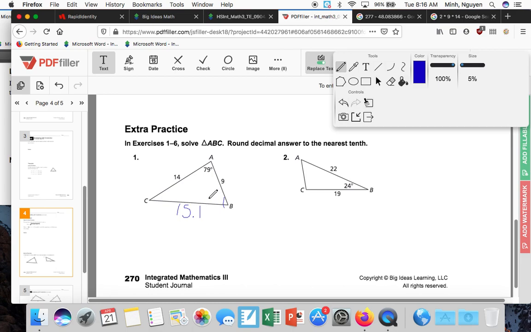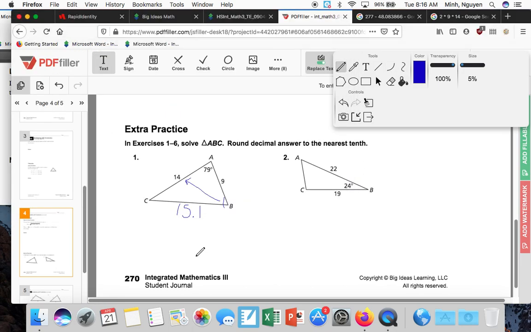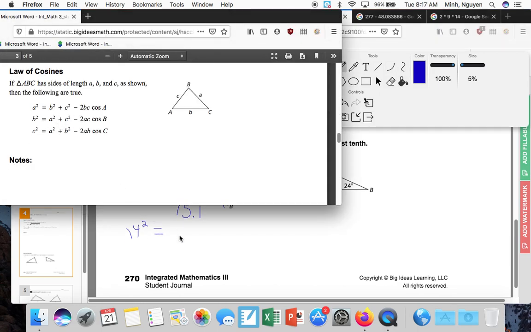B squared is the side opposite from the angle. So it'll be 14 squared equals 15.1 squared plus 9 squared minus this whole thing. After I subtract and then divide by this, I will get cosine B by itself. So let's see what that looks like. 14 squared equals the other two sides, or the two sides that are around angle B.